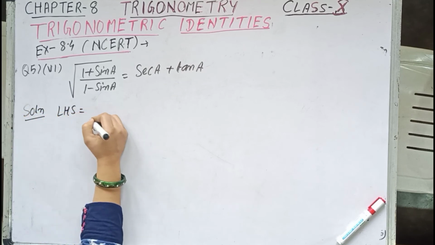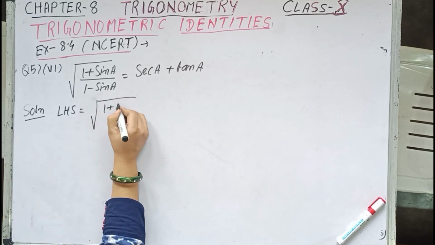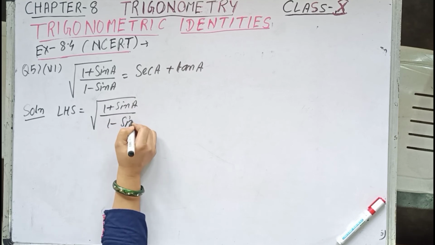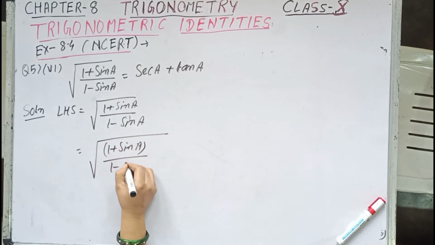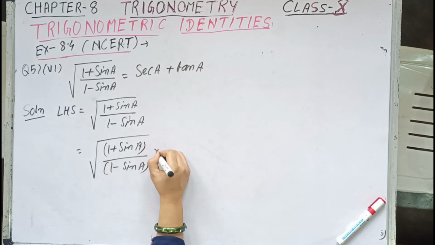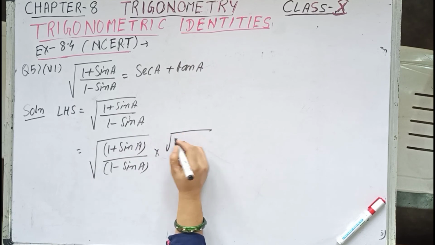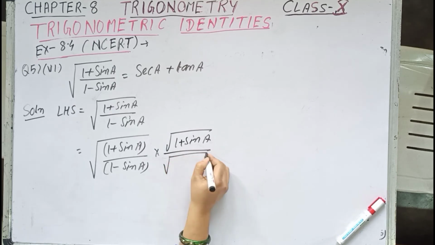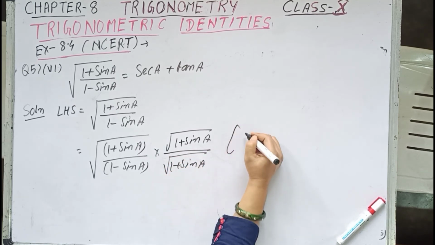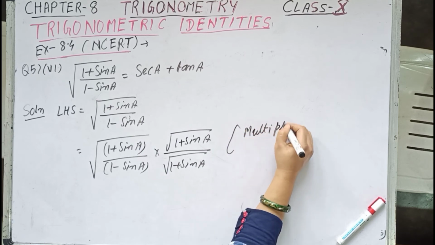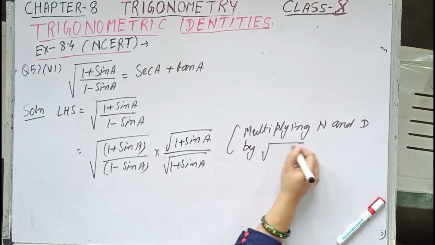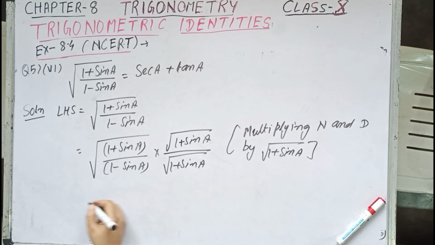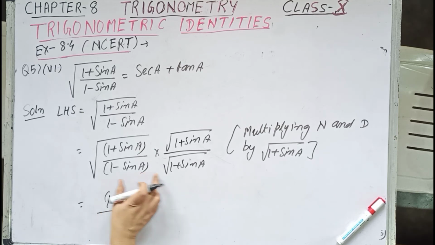Solution. First LHS we will copy down: under root 1 plus sin A by 1 minus sin A. Now rationalizing, we will get under root 1 plus sin A into 1 minus sin A, into under root 1 plus sin A by 1 plus sin A. Here if you feel, you can write multiplying numerator and denominator by under root 1 plus sin A. Now this will be equals to 1 plus sin A, and this will be under root 1 minus sin A and under root 1 plus sin A.